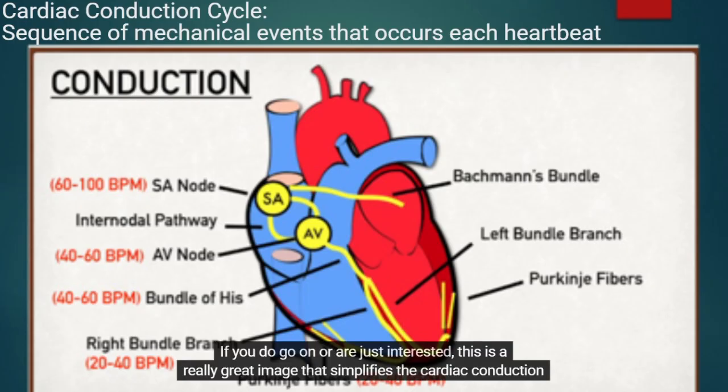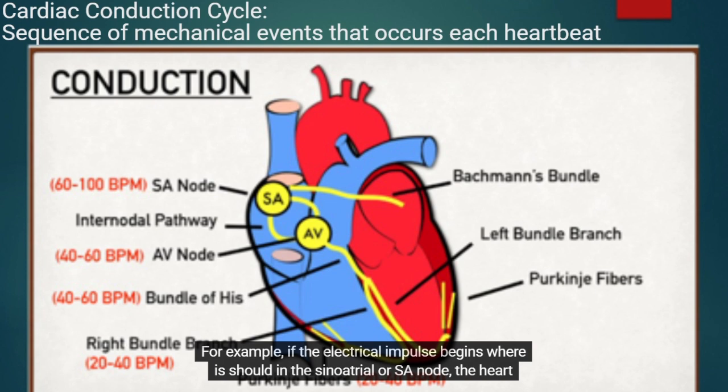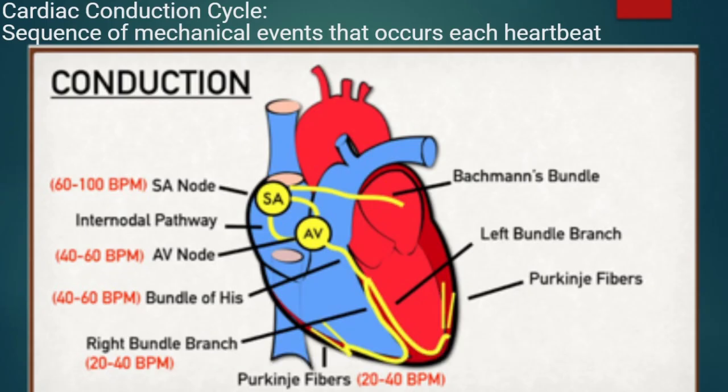If you do go on, or are just interested, this is a really great image that simplifies the cardiac conduction cycle and labels each point of action potential with its associated heart rate. For example, if the electrical impulse begins where it should, in the sinoatrial or SA node, the heart rate will be normal at 60 to 100 beats per minute.